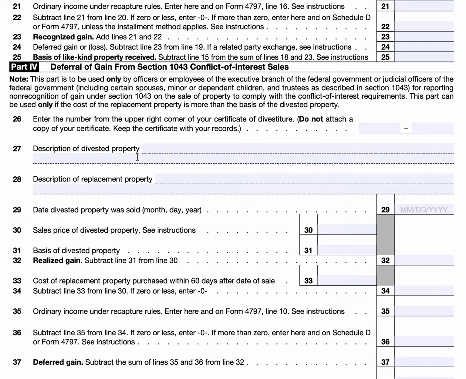Basically, if they are required to sell a certain property under Section 1043, and they are able to defer the gain of certain properties under conflict of interest sales if the cost of the replacement property is more than the basis of the divested property. So we'll walk through this, but the vast majority of taxpayers will not use Part 4.